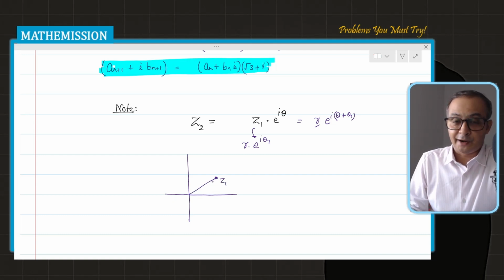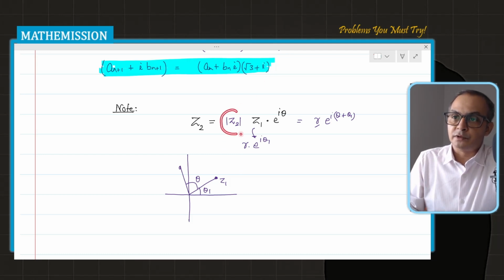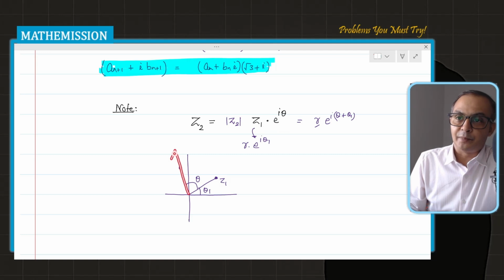and if I multiply by e to the power i theta, the z2 is nothing but this. This is theta 1 and this gap is theta. But in that case the magnitude remains the same. But sometimes what happens, suppose I multiply this entire thing by, let's say here, some magnitude of z2. So what is the meaning of this? Magnitude of z2 means now this is a new number. So you are also multiplying and then you are scaling up also.